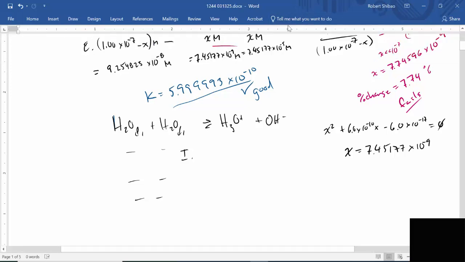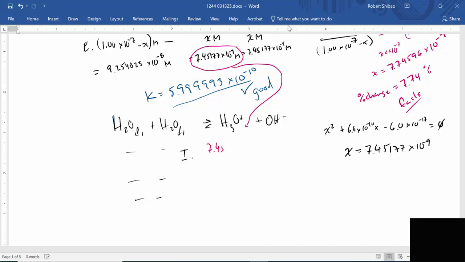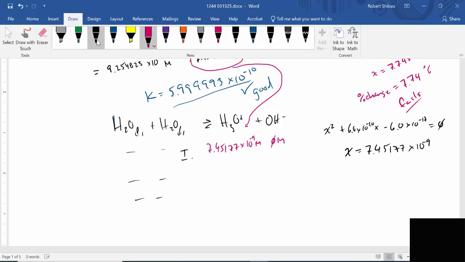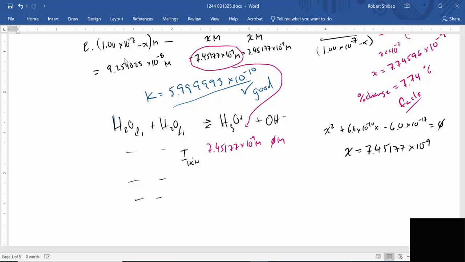The common ion from step 1 to step 2 is hydronium. So we don't start off with 0 hydronium. What we're going to do is start off with this much hydronium. That's going to be 7.45177 times 10 to the minus 9 molar. Now, step 1 had 0 hydroxide, so this is 0 molar hydroxide. So this is going to be the hydronium from step 1, or from HCN. So this is initial from HCN.